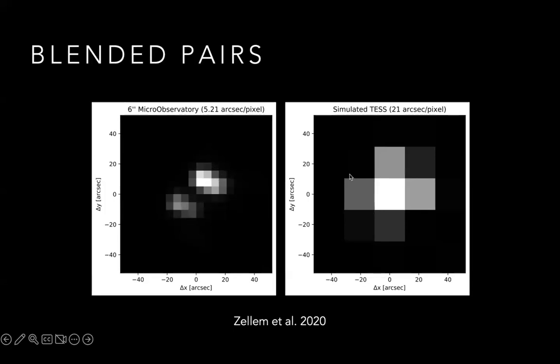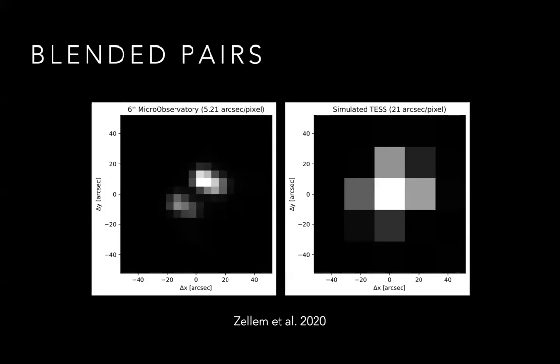And the reason why this matters is because that second star can dilute your exoplanet transit signal. So a planet that you could think is like a Neptune-sized planet of TESS could actually be a Jupiter-sized planet or even a brown dwarf in actuality because of that blended pair.